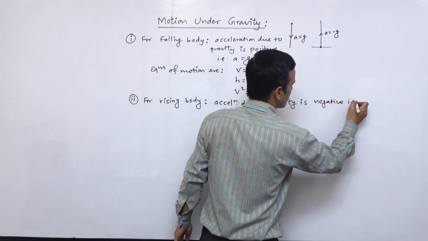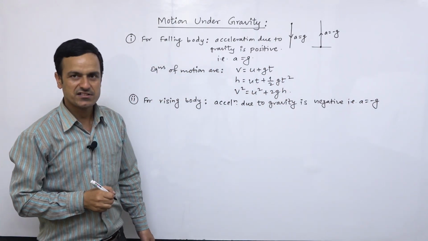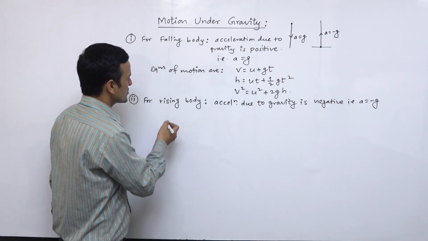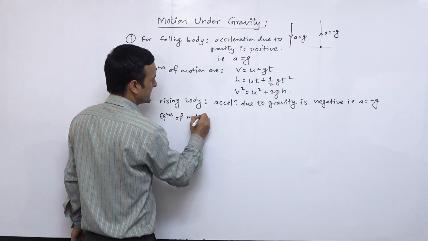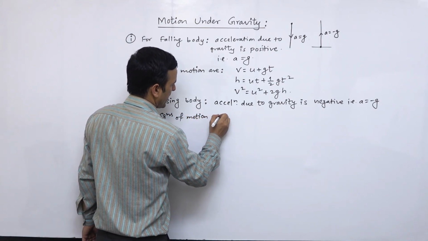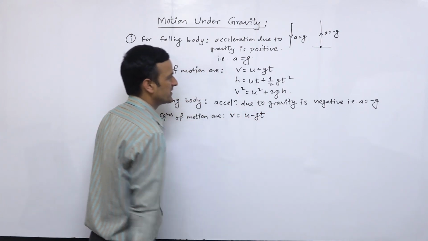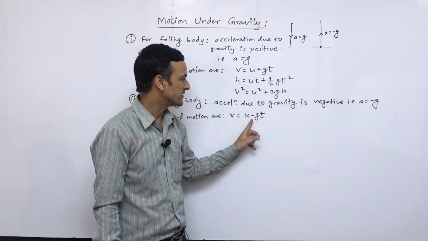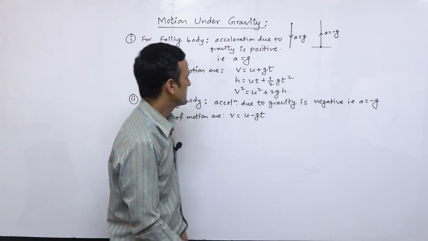That is a = -g. So it is against the gravity, that's why it is minus g. So in this case, the equations of motion will be v = u - gt. The formula is the same, but we have to change the sign because g is negative in this case.